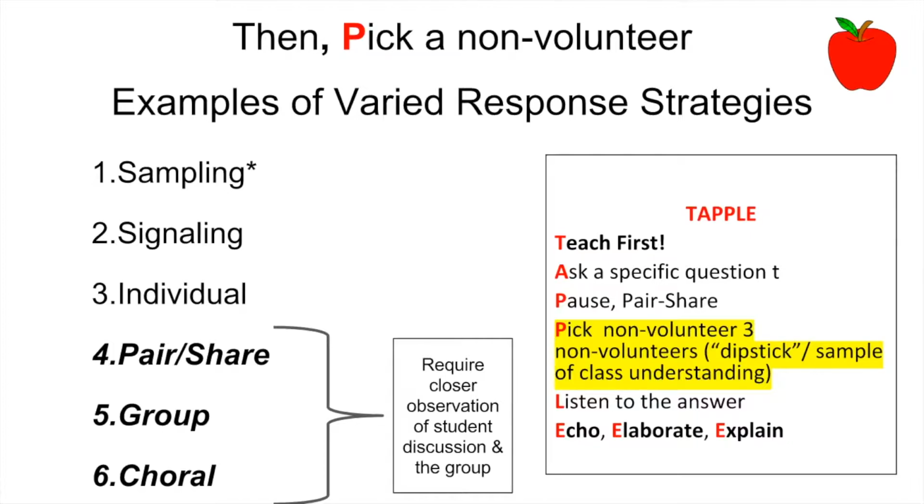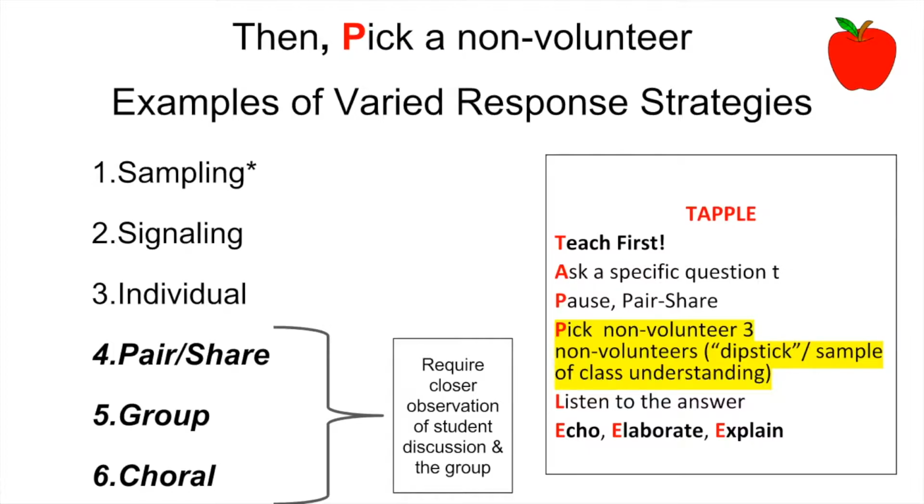Next, we have the second P in TAPL, pick a non-volunteer. When picking a non-volunteer, you might want to reference the Checks for Understanding Strategies document that is linked in Google Classroom as we go through this section of TAPL. Again, the reason why we ask students to pause and pair share is to ensure they have enough wait time and the opportunity to process with a peer so everyone is prepared to give an answer.